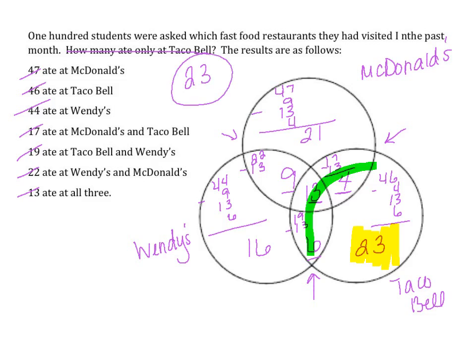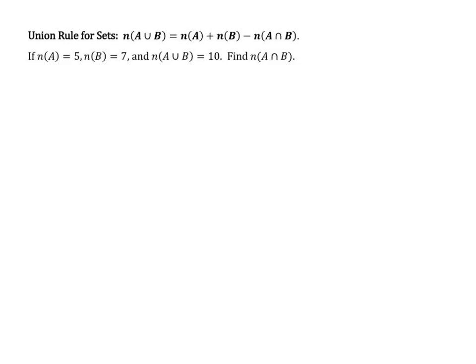One more slide here. The union rule states that if we have A union B, it is equal to the amount of A plus the amount of B minus the amount of A intersect B. So if I have A and I have B, and I know what A union B is, let's substitute so that we can find A intersect B. And it looks a lot harder than it really is.